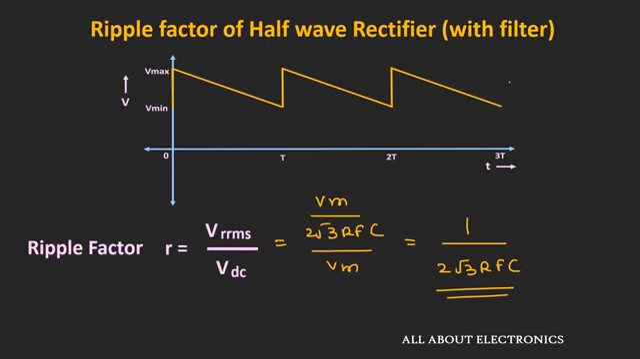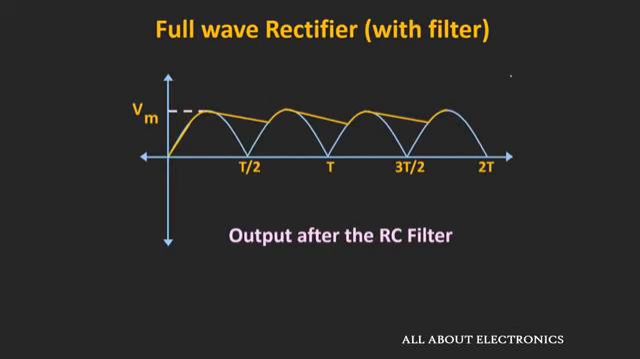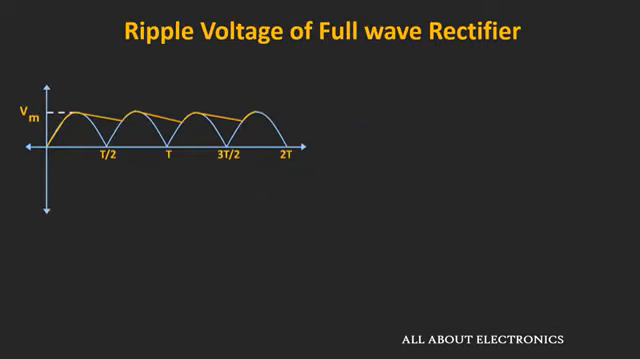Similarly, now let us find out the ripple factor for the full wave rectifier. Whenever the full wave rectifier is used with the RC filter, the output waveform can be represented by this yellow waveform. Before finding the ripple factor, first let us find out the peak to peak ripple voltage in this output waveform. Like we saw in the case of the half wave rectifier, first we need to find the maximum and the minimum value of this ripple.